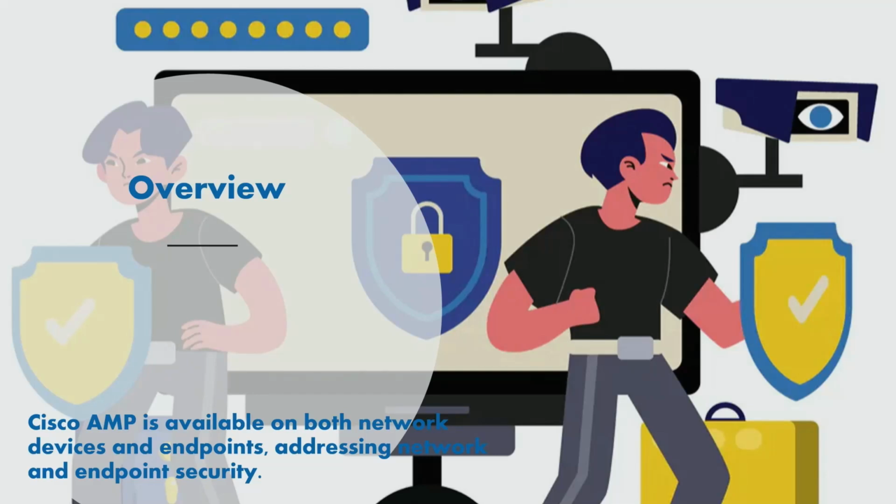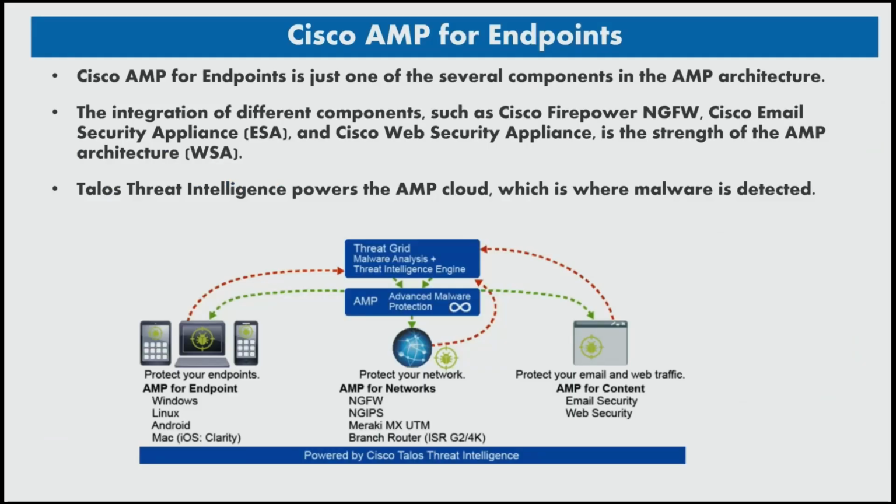Now, by providing visibility and clarity to previously unknown artifacts in Exchange files and by seeing a threat once and blocking it everywhere, Cisco Advanced Malware Protection, or AMP, speeds up the security response. Cisco AMP is available on both network devices and endpoints, addressing network and endpoint security. The AMP solution is positioned as an endpoint protection platform, or EPP, in the context of AMP for endpoints, which provides many capabilities to protect endpoints. So here, Cisco AMP for endpoints is just one of the several components in the AMP architecture.